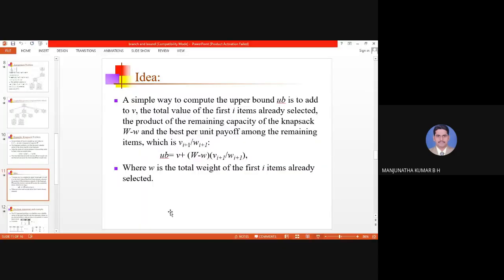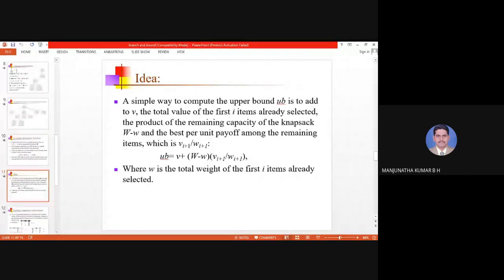Now let me stop the presentation. If you have any doubts, now you can ask. It is open for discussion now. Yes, my presentation is clear. If you have any doubts, you can ask. Any doubts in solving the knapsack problem using branch and bound technique?